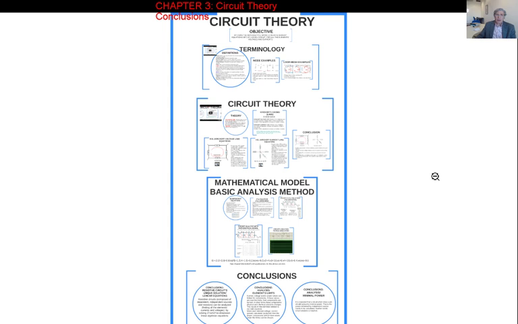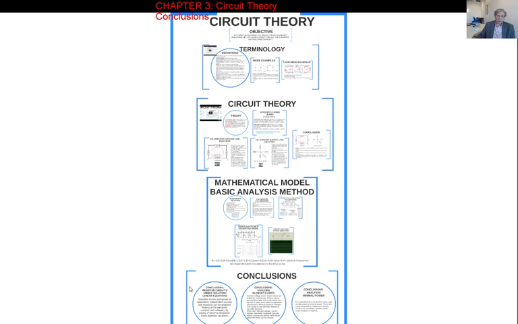So we came to the end of chapter 3 and we're going to outline the conclusions of this chapter. What we have done in this chapter, we set the terminology and define the circuit theory. These are the Kirchhoff current law and voltage law equations. The independence of these equations, how we can find any number of independent equations from a given circuit is explained here, and this is a mathematical model.